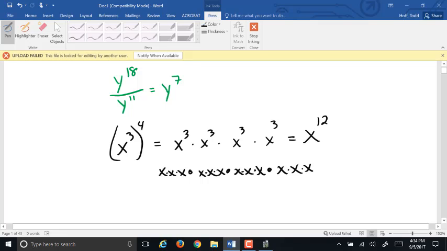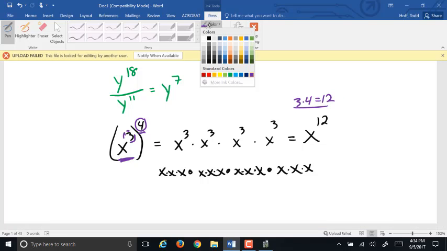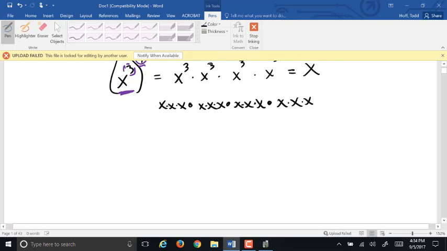Good. The shortcut when we're taking an exponent to another power is we multiply the powers. 3 times 4 is 12. So if we have y to the 7th to the power of 11, we're going to get y to the 7 times 11, which is 77.